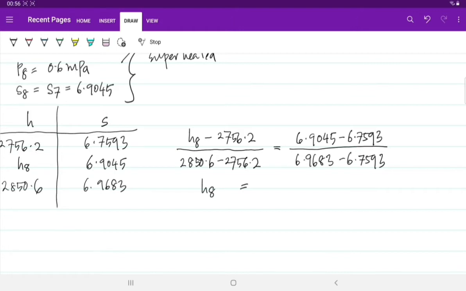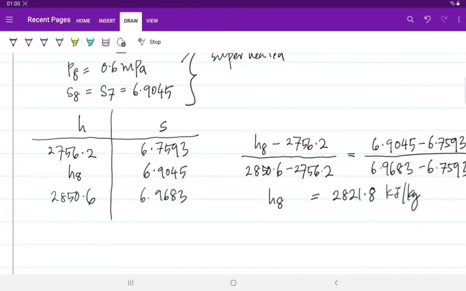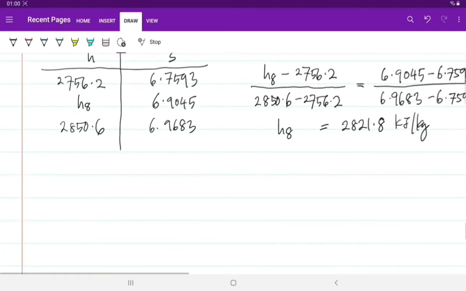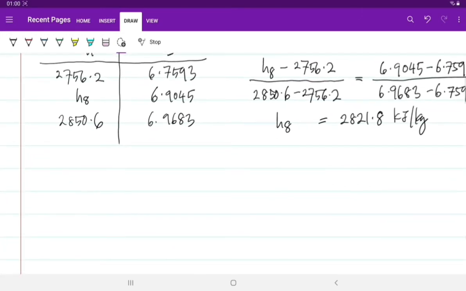plus 27, so 2821.8. So it is 2821.8 kilojoules per kilo. Okay, we are done with point number 8, and then we go to point number 9.